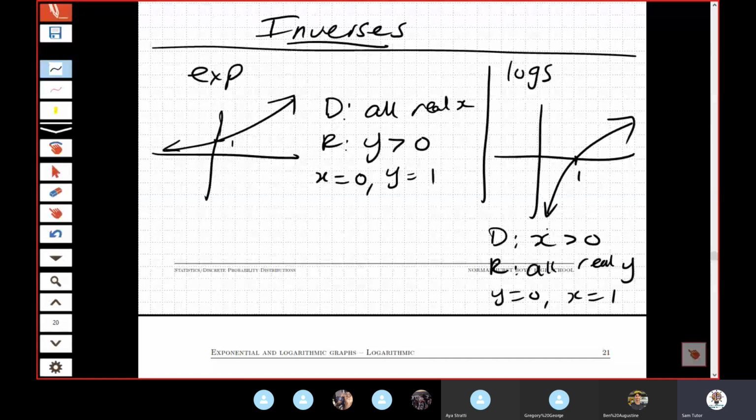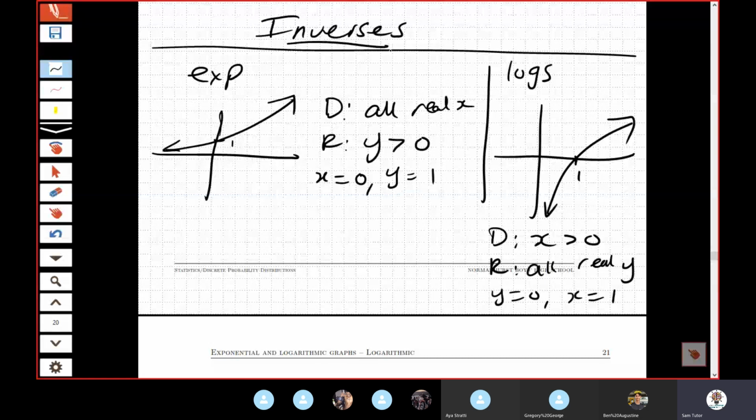So log graphs look like this. Okay. All right. Any questions? And the inverses, the idea is your domain and range can change as well. Does that make sense now? How the range becomes a domain here, and the domain becomes the range here. And same thing with the points. Like when x is 0, now it's when y is 0. When y is 1, now it becomes x is 1.